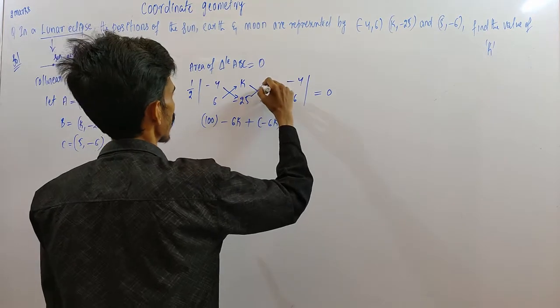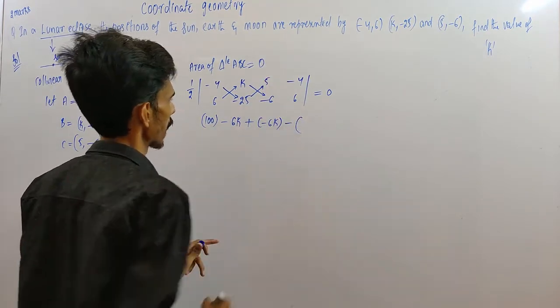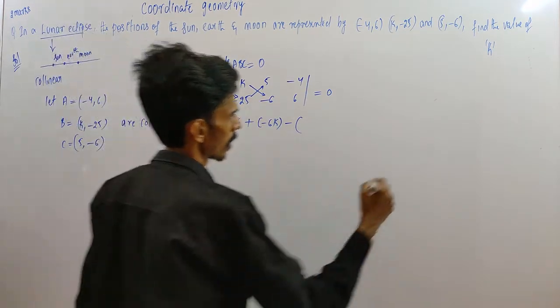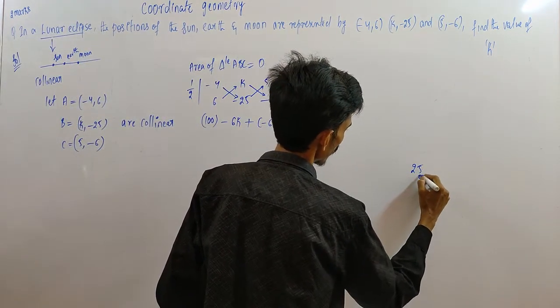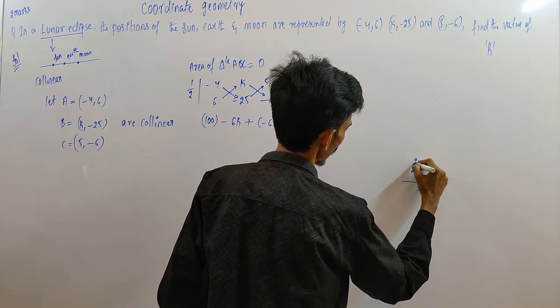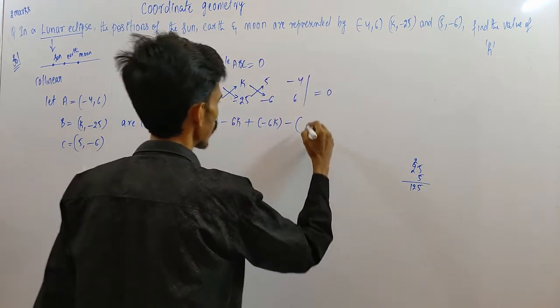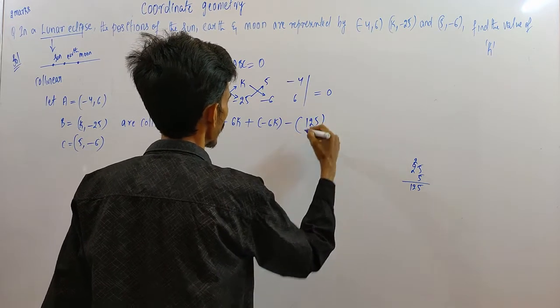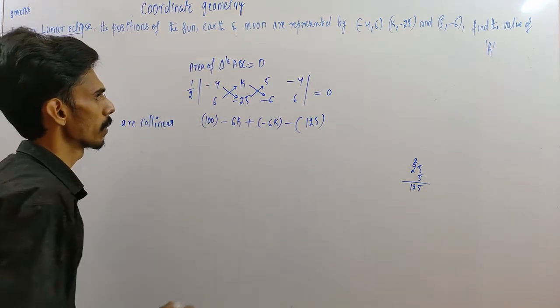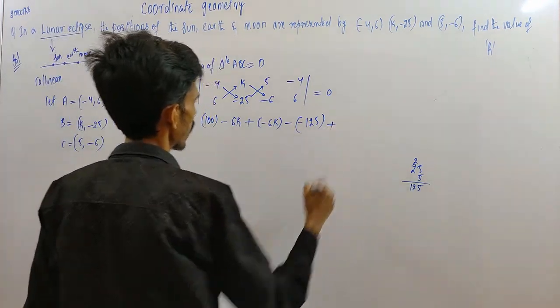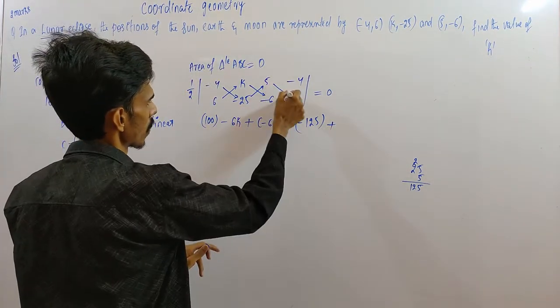Multiply this. Take minus sign and bracket. -25 into 5: 5 into 5 is 25, 5 into 2 is 10, 10 plus 2 is 12, so we have 125. 25 into 5, we have 125. Here minus sign is there, so take minus, plus this into this.